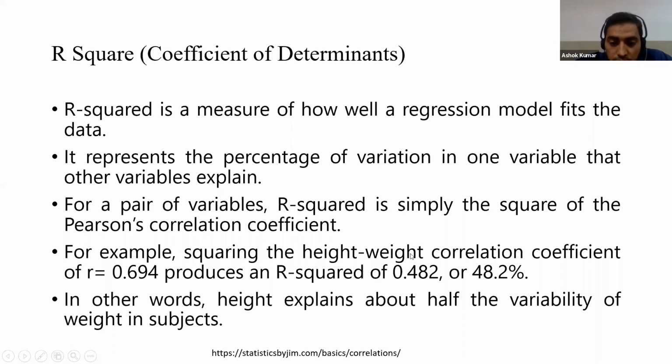For example, if it's around 30%, you can say one third of the variability of weight in a subject. It means weight is 30% determined by height, and 70% by other variables.